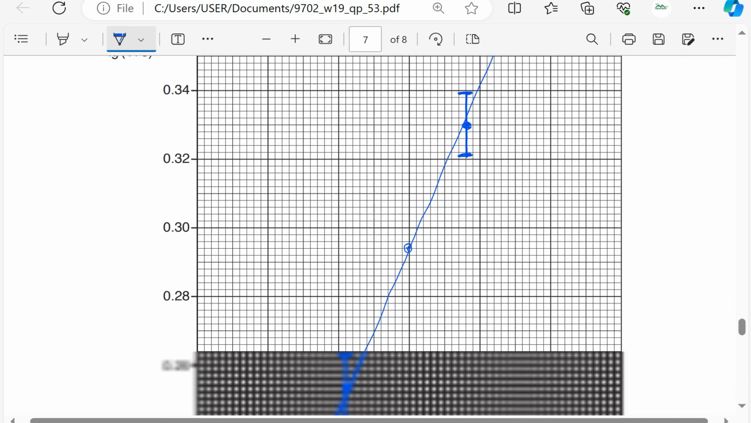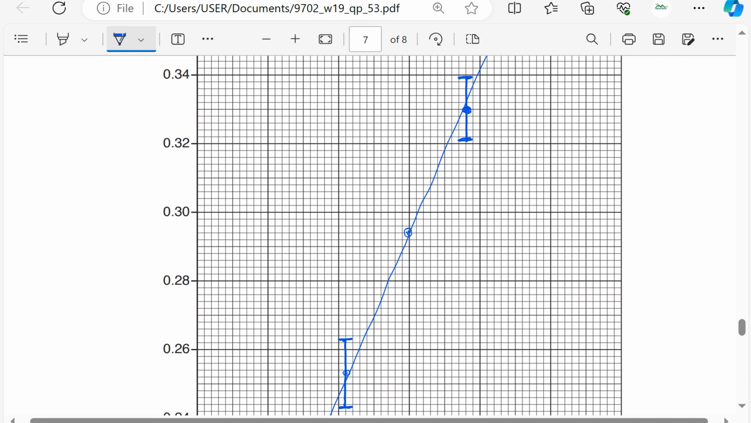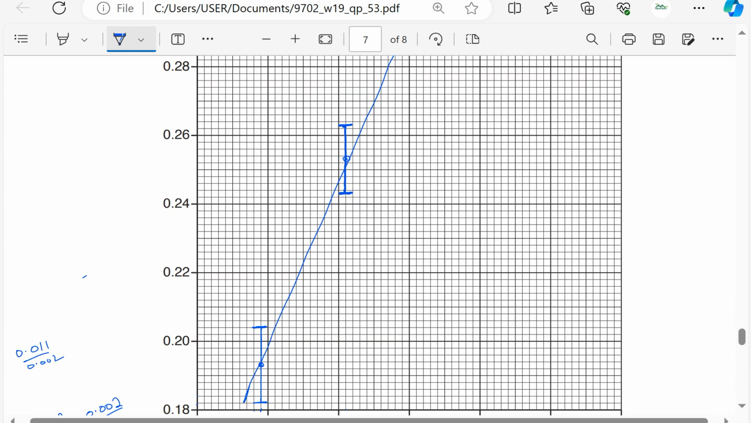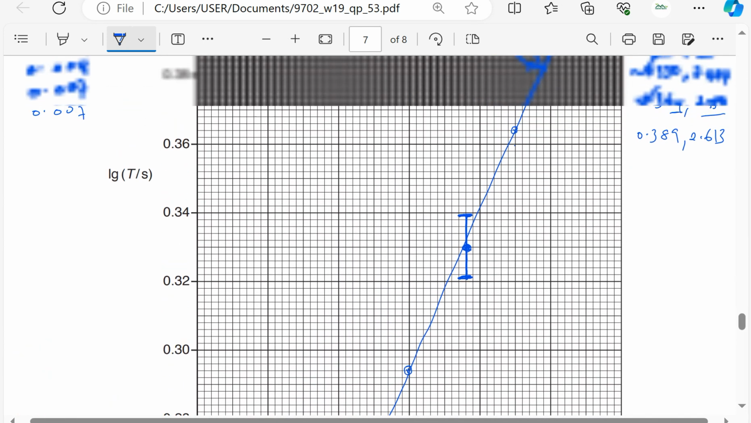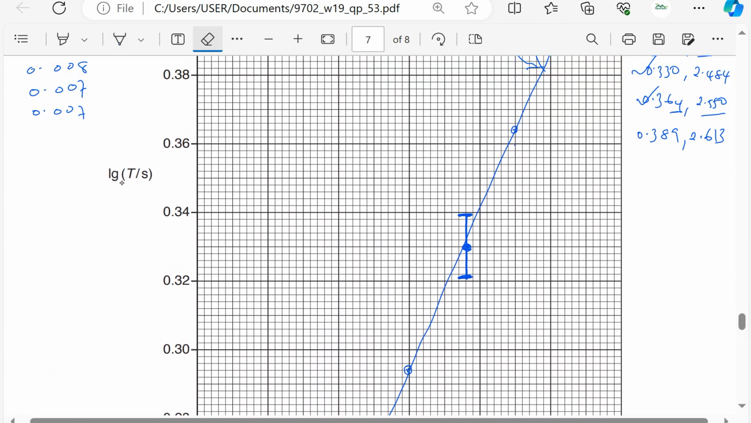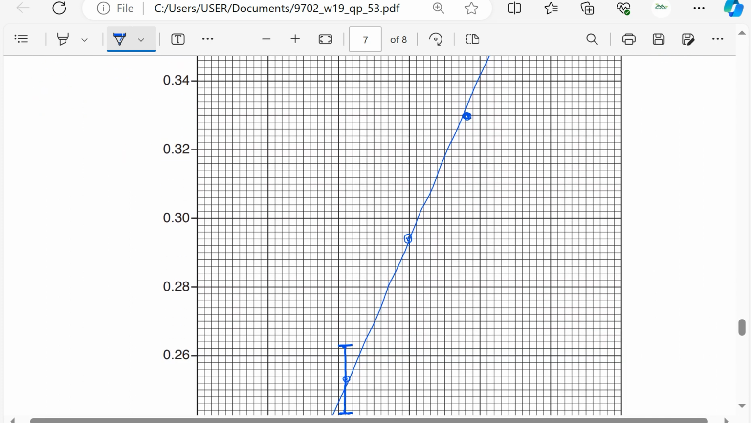Okay, then the next one, did I skip a point? No, this is supposed to be the third point. So I have to plot 4.5. 1, 2, 3, 4.5. It is in the center of the box. Okay, so this is going to be the point here.